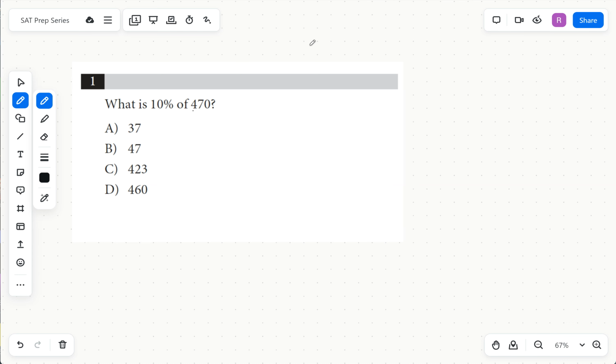So the first 6 questions from the first practice exam are fairly straightforward. Normally, at least on the practice exams, the questions build in complexity from beginning to end. So this first question simply says, what is 10% of 470? Most people can probably do this one relatively quickly, but if you didn't know, percent means per 100. So this 10% literally means 10 per 100.